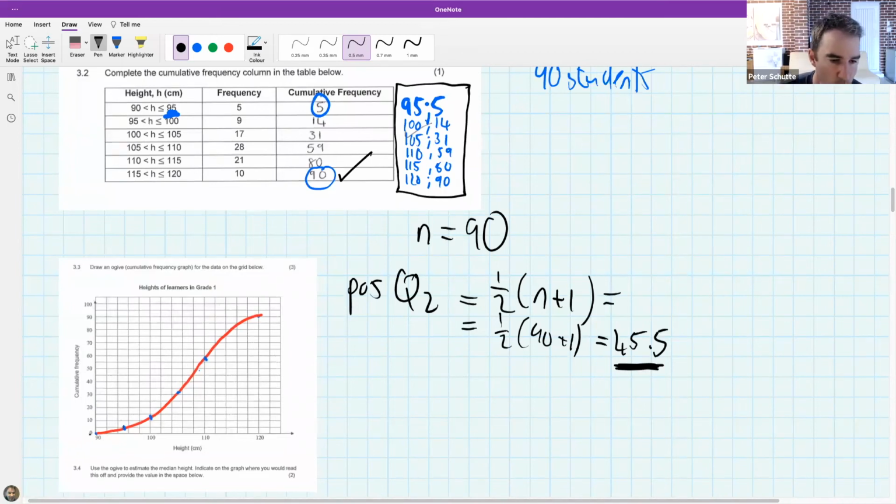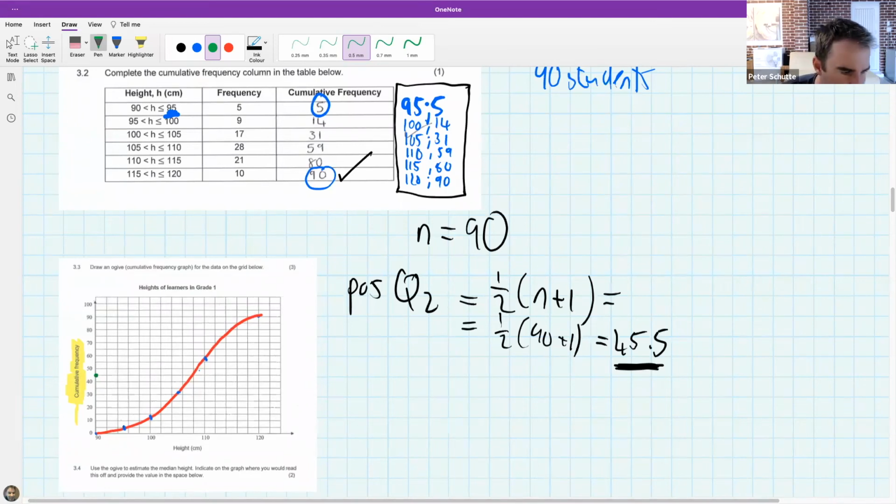So I'm going to go to my vertical column for cumulative frequency, and I'm going to find 45.5. Where is 45.5 on my vertical column? 40, 45, it's going to be about here. So that would be the position of the median. But what the question wants is the estimated median height. It doesn't want the position of the median.